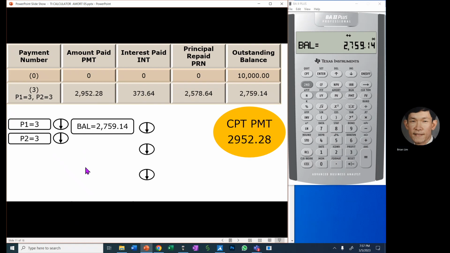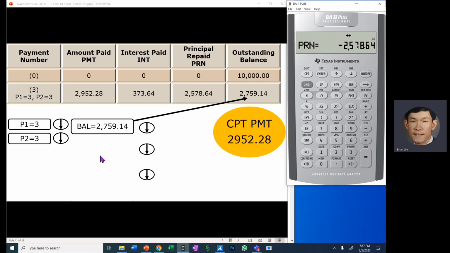$2,759.14. All right, and if we come here, that is where it appears on the table or the schedule. All right, the next is when we go down, we get the amount, the principal repaid, or how much is repaid on the principal. All right, so there it is, $2,578.64, and there is where it appears on the schedule.